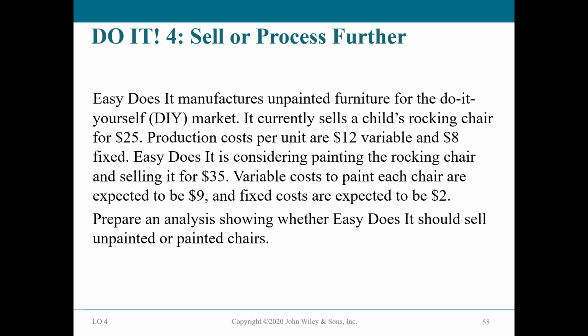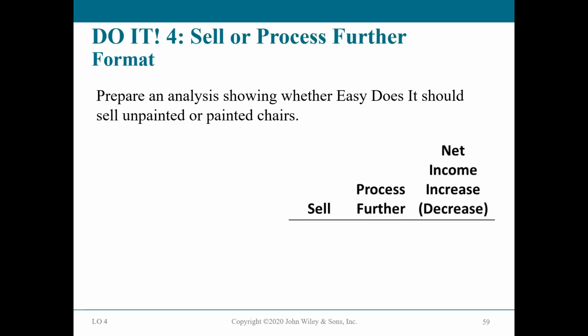Next is we have this company who manufactures unpainted furniture for the do-it-yourself market. We currently sell a rocking chair for 25 bucks and production costs are 12 variable, 8 fixed. We're considering painting the chair and selling it for 35. Variable costs to paint each chair are 9 bucks and fixed costs are expected to be 2 bucks. Should we sell them unpainted or painted?